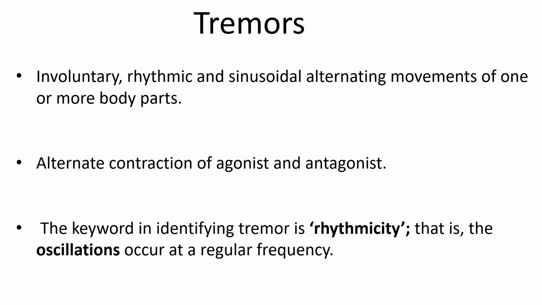Okay, so let us begin with tremors. Tremors are involuntary, rhythmic, and sinusoidal alternating movements of one or more body parts. You have to remember that it is an alternate contraction of agonist and antagonist, and the keyword in identifying tremor is rhythmicity. That is, oscillations occur at a regular frequency. Oscillations meaning that it rotates around a central axis. So for tremors, it has to be a hyperkinetic movement. Second, it has to be a rhythmic movement, and it has to be associated with oscillation. It has to oscillate at a regular frequency, such that there is alternate contraction of agonist and antagonist.